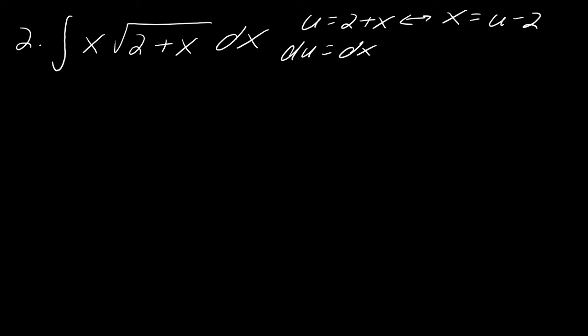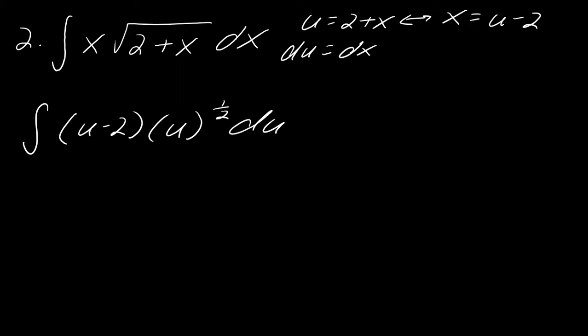So I'll use that substitution to set this up. Now where I have that x, I'm going to replace it with u minus 2. Where I had the 2 plus x, I can rewrite this as u to the positive 1/2, and then this will just be du. So there's my setup.